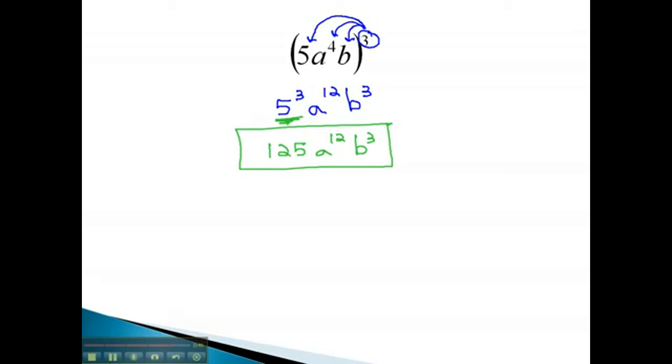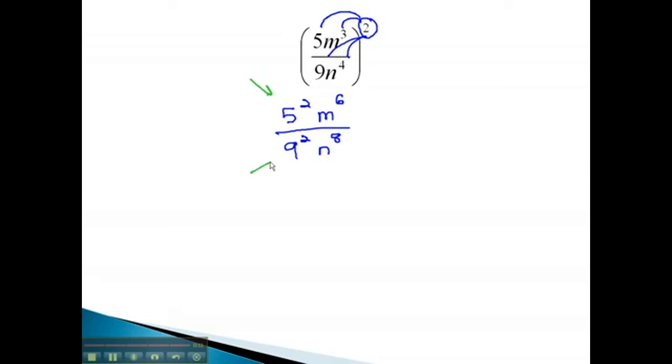Let's take a look at one more example where we can see these power rules work out. In this problem, we see the exponent of 2 outside the parentheses. It will also go on to each factor in the expression, giving us 5 squared. On the m's, we multiply the exponents to get m to the 6th, 9 squared, and on the n's, we multiply the double exponent to get n to the 8th.